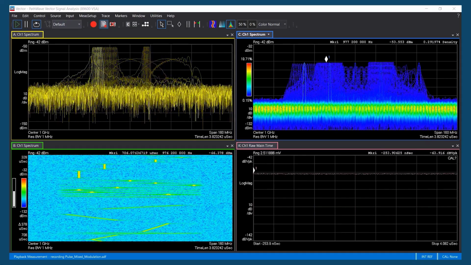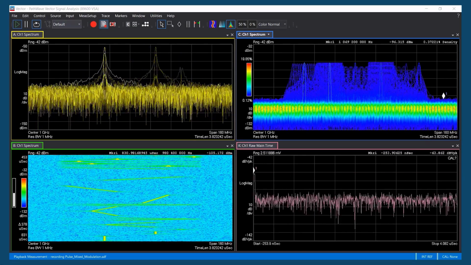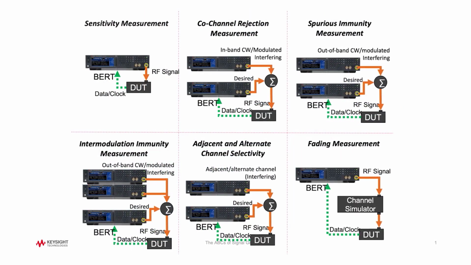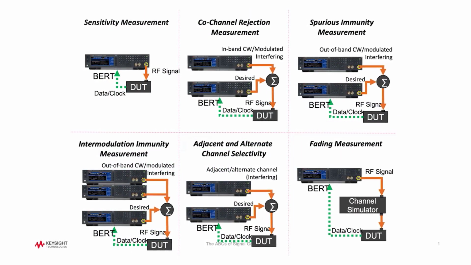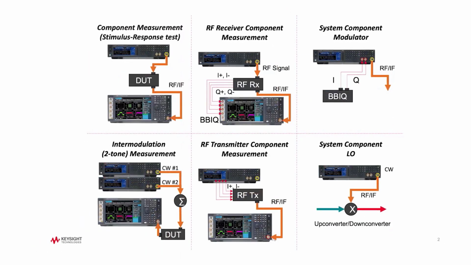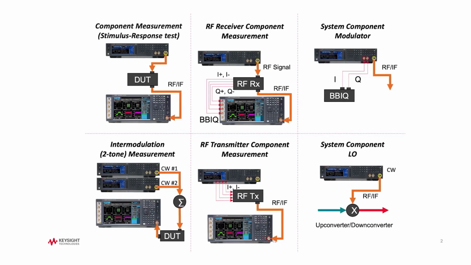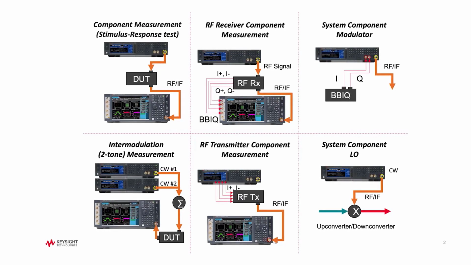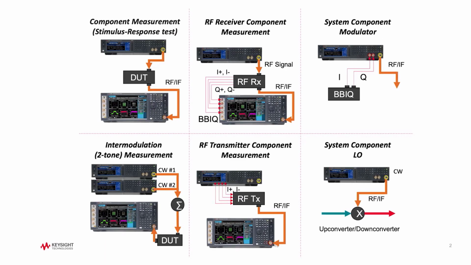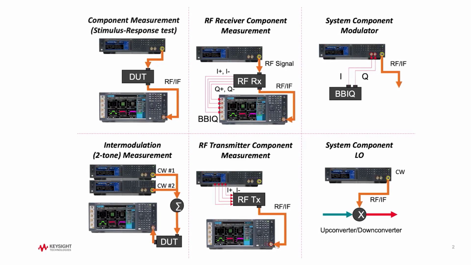Other than generating signals, what is a signal generator used for? Engineers use signal generators for testing receivers such as sensitivity, co-channel rejection, and spurious immunity, as well as other testing measurements. Signal generators can also do component measurement to test systems in a variety of applications. Signal generators are commonly used in design, verification, troubleshooting, and manufacturing.